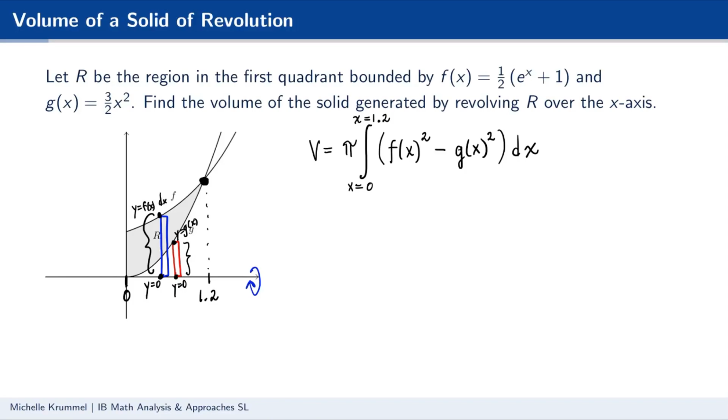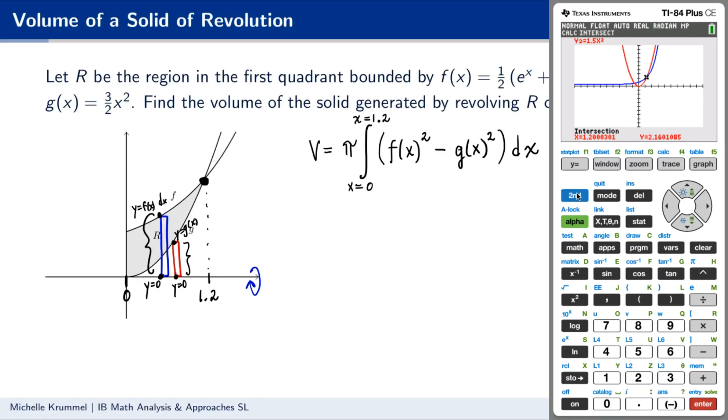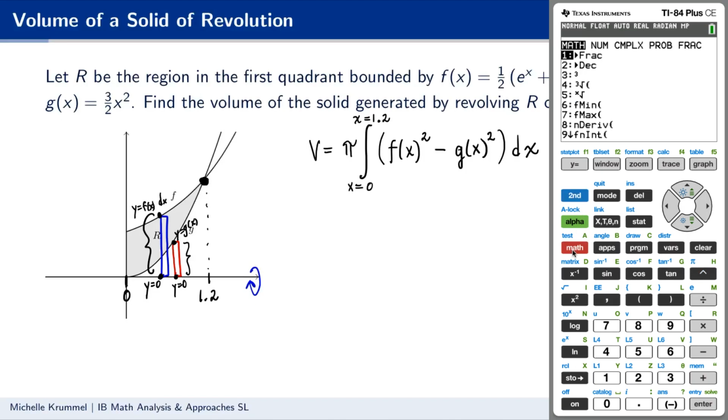So we have our problem all set up, and now to actually do the integration, we're going to go back to the calculator. So I'm going to quit to go back to my home screen, and then we'll go ahead and compute our integral. So the first thing we want is the pi, and then for the integral, we're going to hit math 9. And then we're going to enter our bounds. So it's from 0 to 1.2.